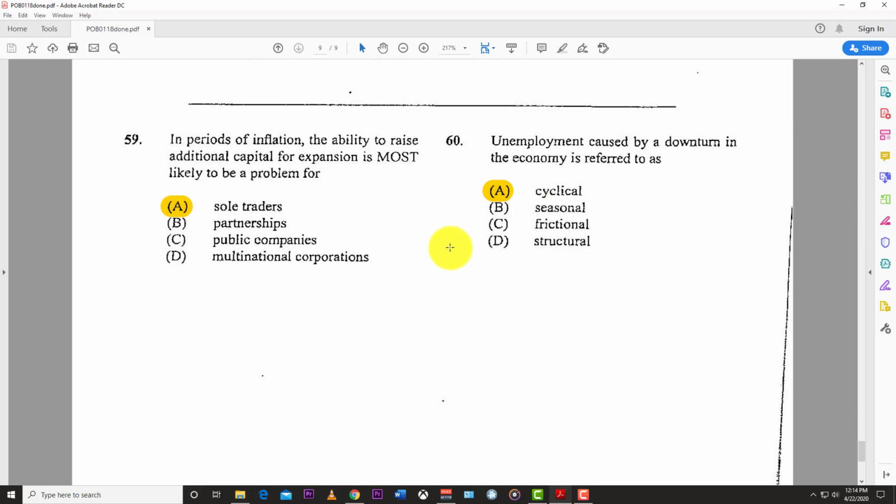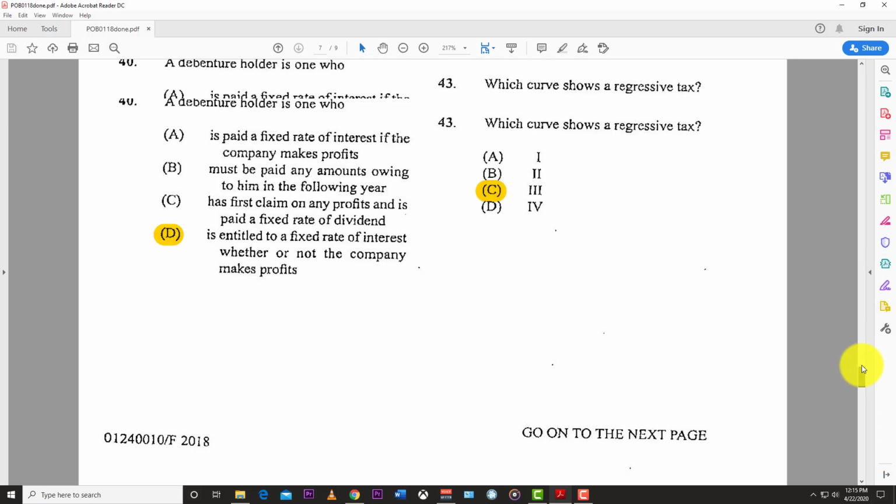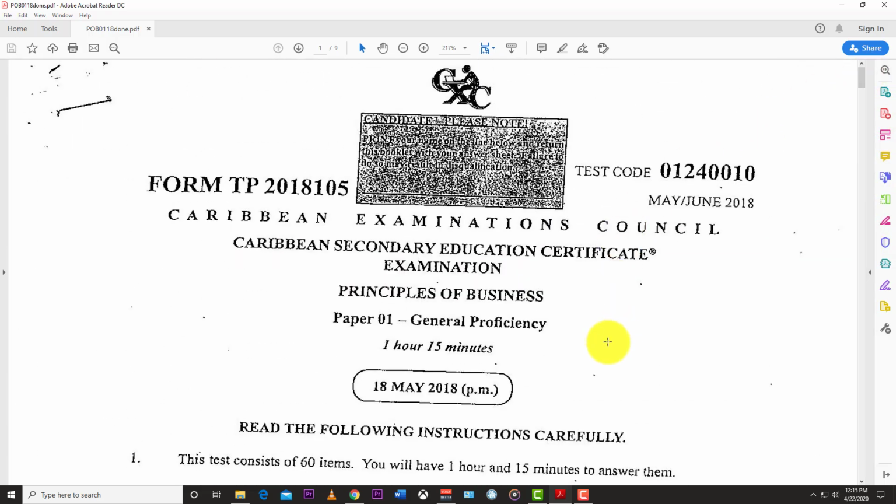So that's cyclical. All right, so that's it for the May-June 2018 paper, Principles of Business. That's it.